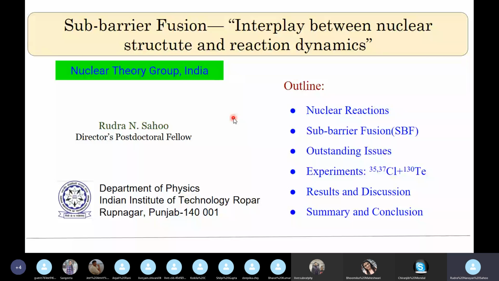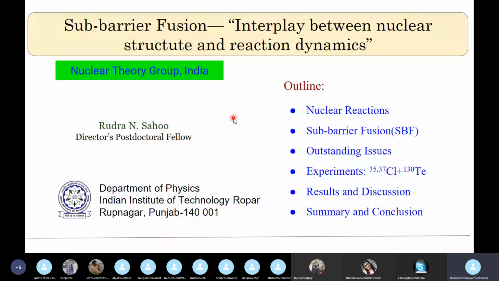Hope at the end of my talk you will understand how the nuclear structure and reaction dynamics play an important role for the subbarrier fusion outcomes. And here I will start from the basic nuclear reaction, and I will end up with the ongoing problem in the subbarrier fusion. My talk is organized in the following way.